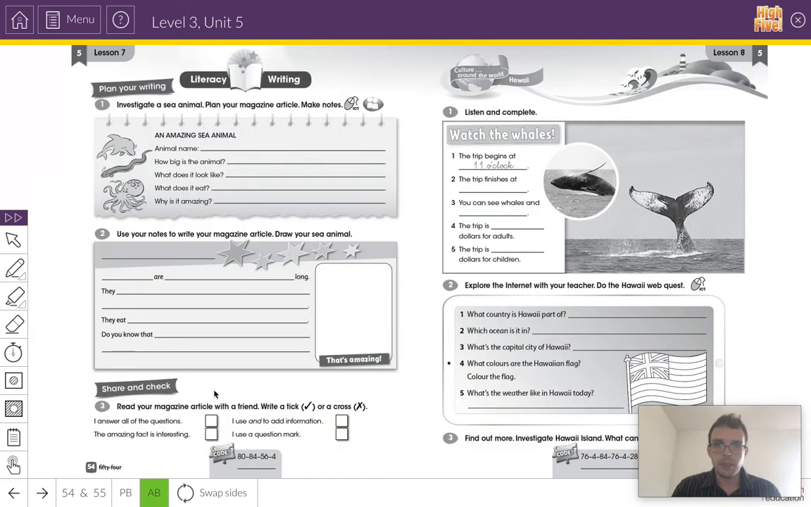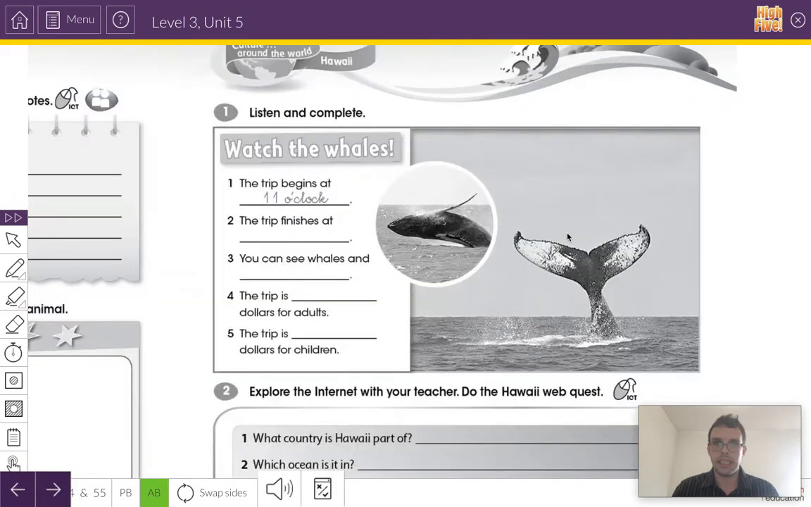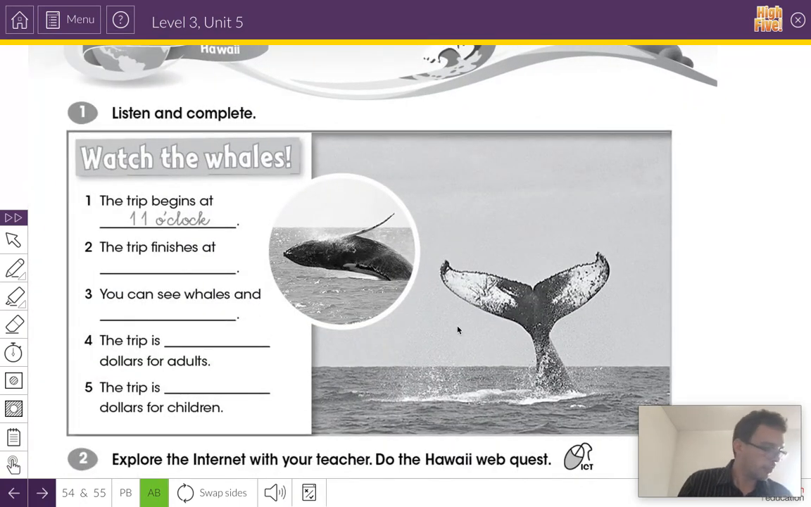In our activity book, we have a couple of other activities to do. Okay, so let's go to page 55. Okay, and we're going to do this exercise here. Now, do you remember what this animal is called? That's right, it's a whale.